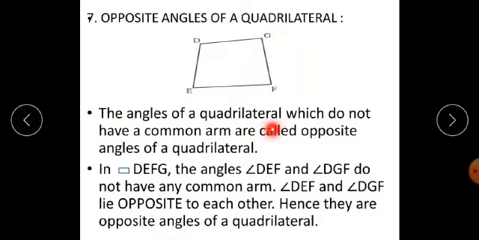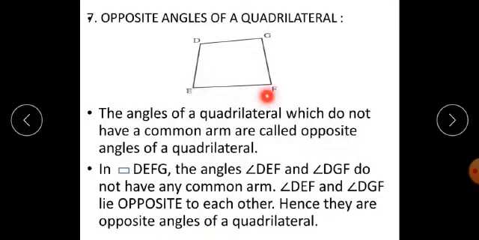The angles of a quadrilateral which do not have a common arm are called opposite angles of a quadrilateral. I repeat, the angles of a quadrilateral which do not have a common arm are called opposite angles of a quadrilateral. Now students, if you see this figure, in quadrilateral DEFG, the angles DEF and DGF, simply angle E and G, do not have a common arm, any arm in common.